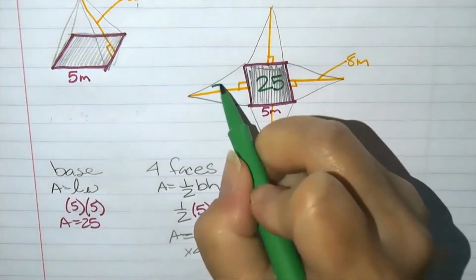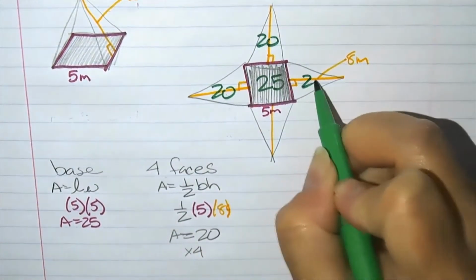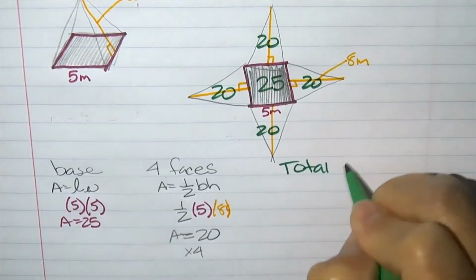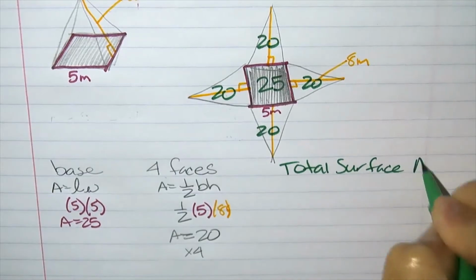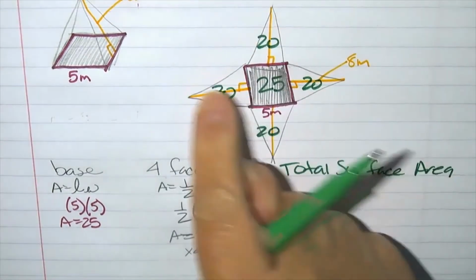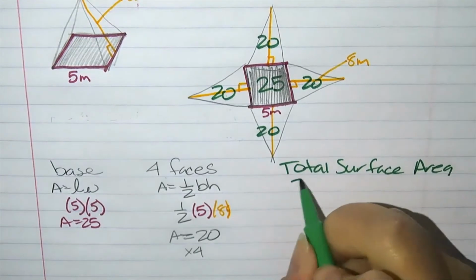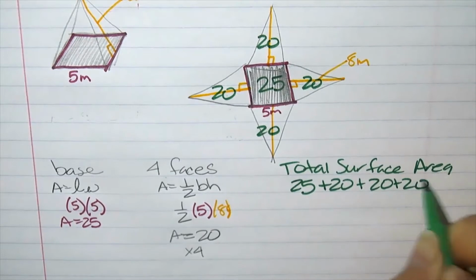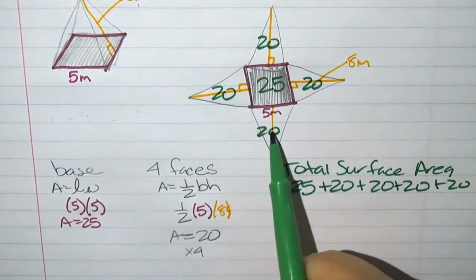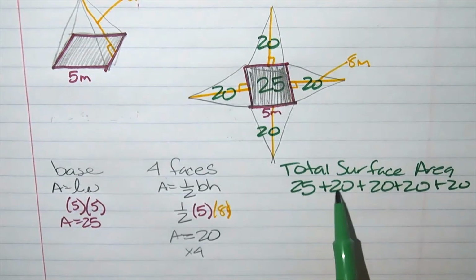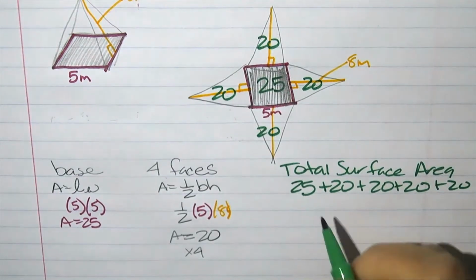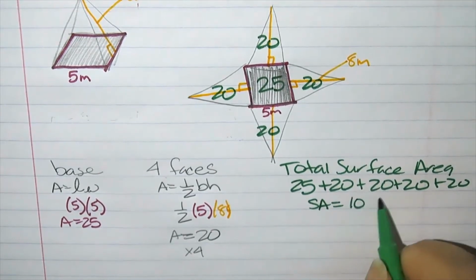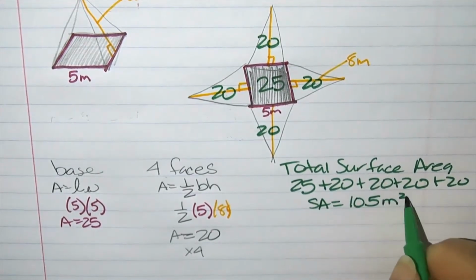So the area of each face is 20, but I have 4 of them. 20, 20, 20, and 20. So the total surface area, I need to add all 5 of these shapes together. The base plus each face. 1, 2, 3, 4, 5. So my total surface area, 20, 40, 60, 80, 105 meters squared.